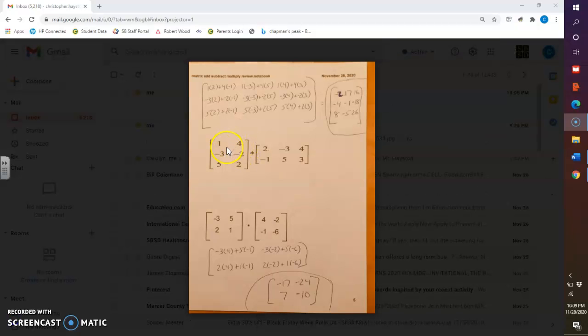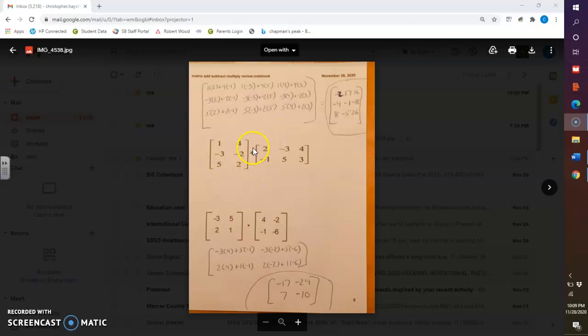All right, and we're doing our 3 by 2 then 2 by 3 matrix. We get a 3 by 3 matrix as our answer. So 1 times 2 plus 4 times negative 1, 1 times negative 3 plus 4 times 5, 1 times 4 plus 4 times 3. And that becomes my first row right here. The second row, negative 3 times 2 plus negative 2 times negative 1, negative 3 times negative 3 plus negative 2 times 5, and negative 3 times 4 plus negative 2 times 3. And that becomes my second row.